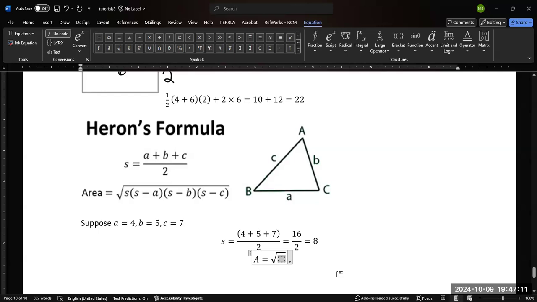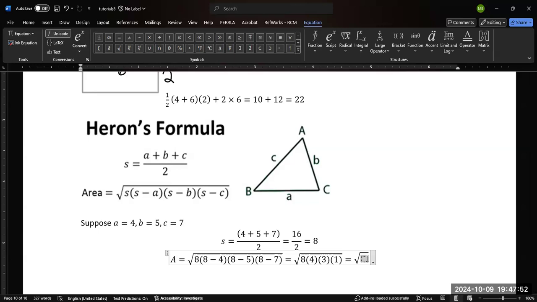Now, here for the area, we're going to calculate S, and then it's going to be S minus A, which is the length of our first side, times S minus 5, the length of our second side, and then S minus 7, which is our third side. So what's that going to simplify to? We're going to get 8 times 4 times 3 times 1, which is going to be 8 times 4 is 32, times 3 is going to be 96.